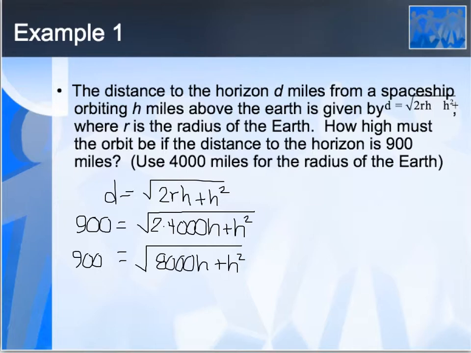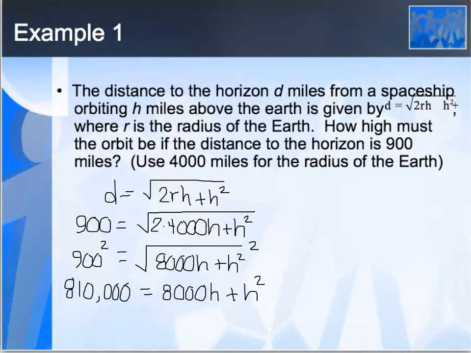Now to solve an equation that has a radical, once you get the radical alone on one side of the equal sign, then what you need to do is eliminate that radical by using its opposite operation. That would be to square, because this radical is a square root. And that would give us 810,000 is equal to 8,000h plus h squared. Because when you square a radical, it just eliminates the radical altogether.